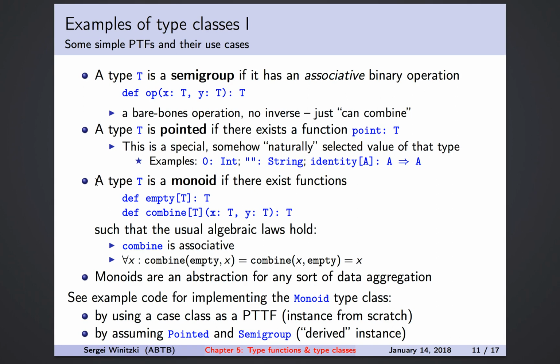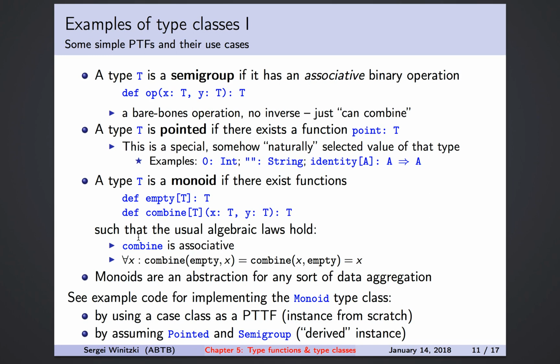Another important type class is monoid. Now, monoid is a type class that represents data aggregation. So data aggregation means you have some aggregator that is initially empty, and you put data into it, and it combines everything you put into it into some aggregate value. So it has two functions, empty and combine. So empty is just like the point, it just gives you a value of that type. And combine is just like the semigroup, takes two values of the type and returns one.